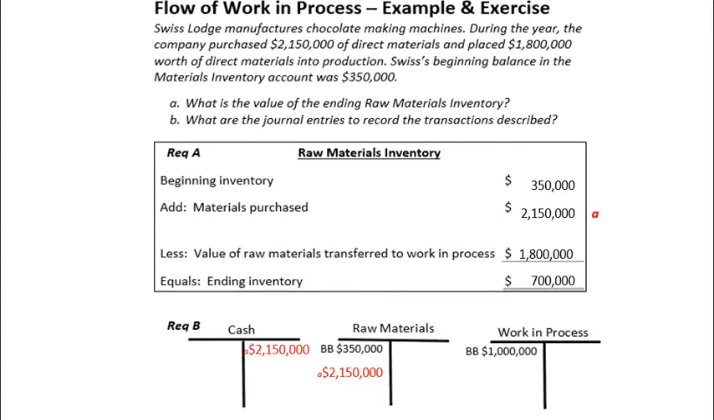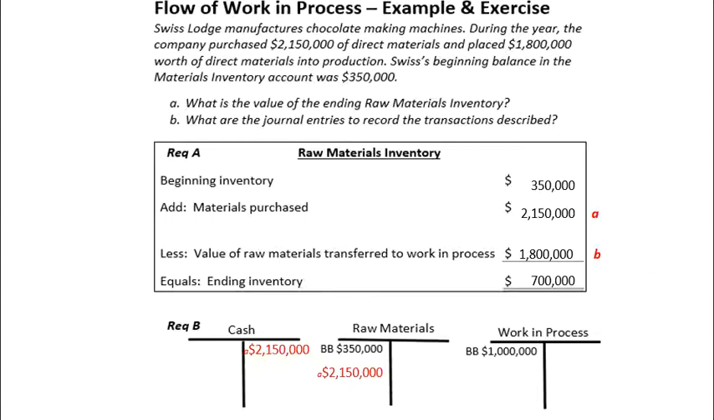So we would debit raw materials for $2,150,000, and we would credit cash for the amount that we paid for these materials of $250,000. So you can see the entry in the accounts here. The next item then is the value of raw materials that are transferred to work in process.